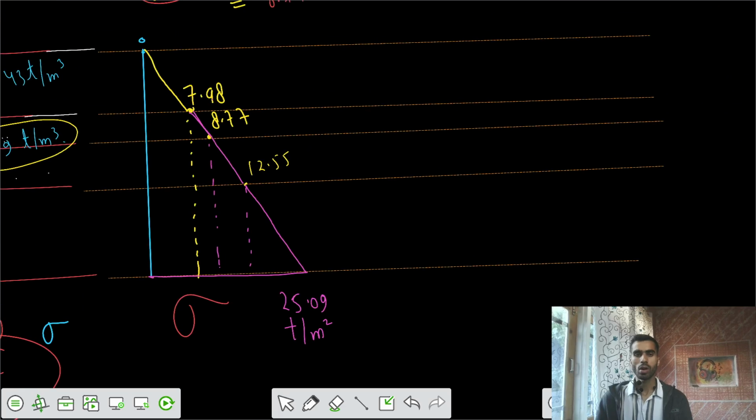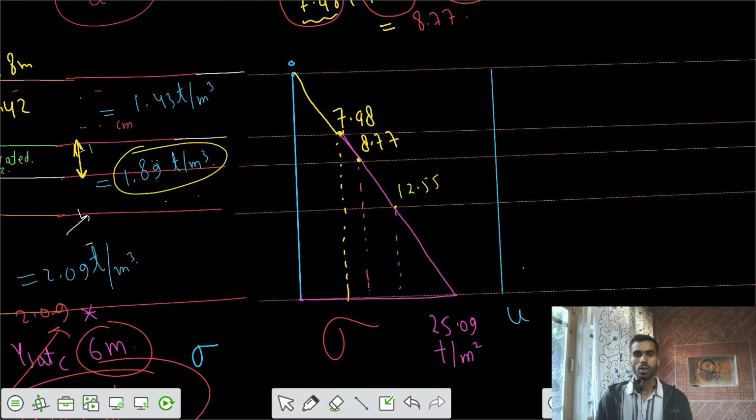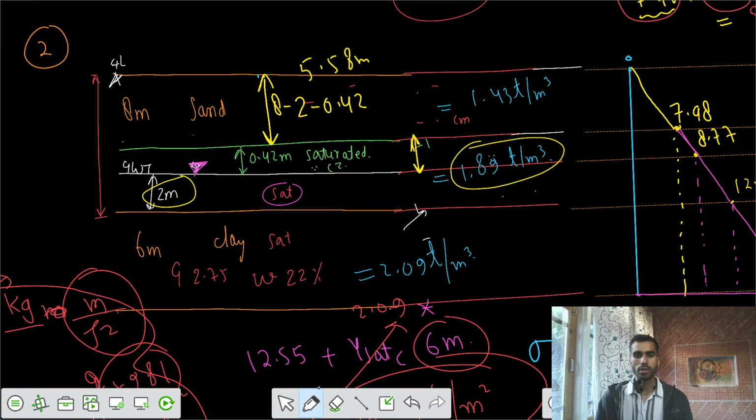Let's go for the pore water pressure diagram now. Let's go for the u value. So I would say for the dry part of the sand, your pore water pressure is not there. So your zero pore water pressure is there up to the level of groundwater table.